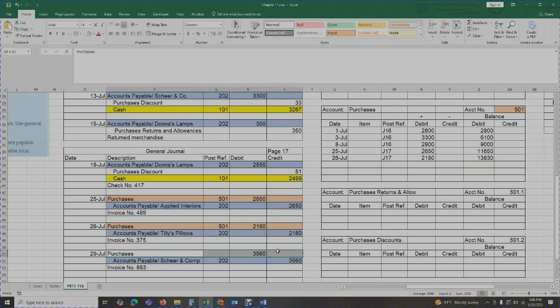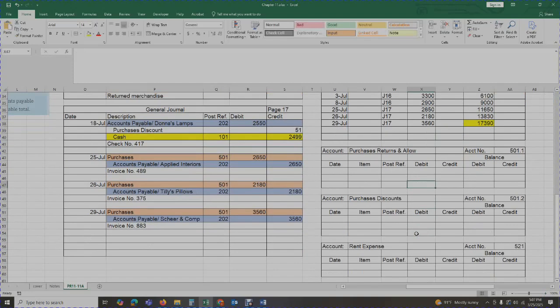And the last purchases that we have is dated the July the 29th. This is journal 17. The amount is $35.60. So we add the debit balance plus the entry, and that gives me $17,390. So that $17,390 represents the total purchases done in the month of July. That is how much you bought in merchandise. $17,390. Okay. So that takes care of my purchases.